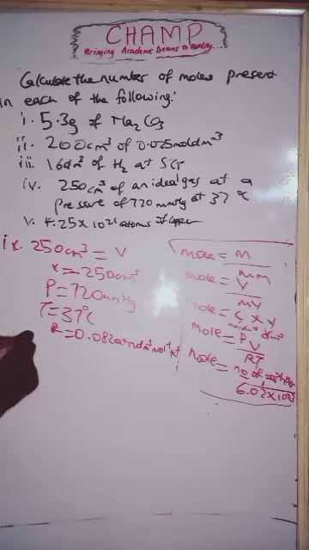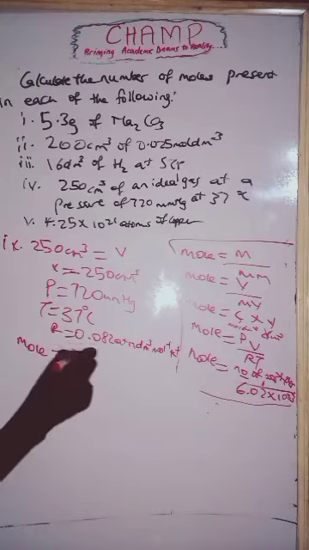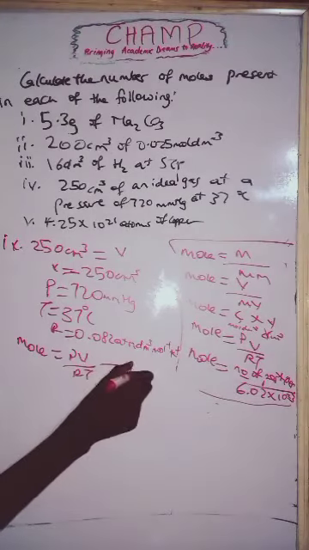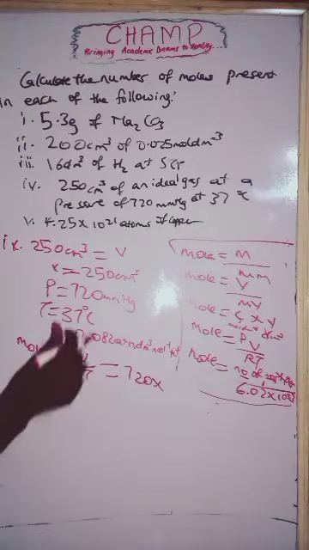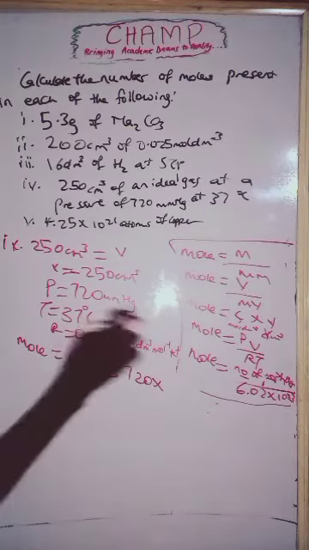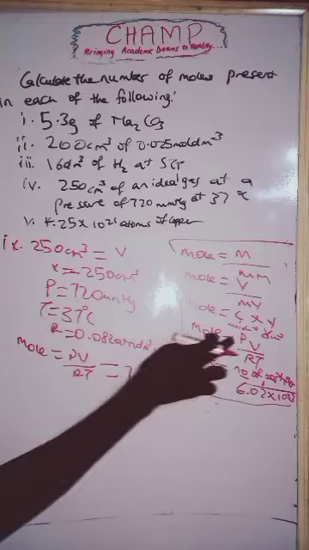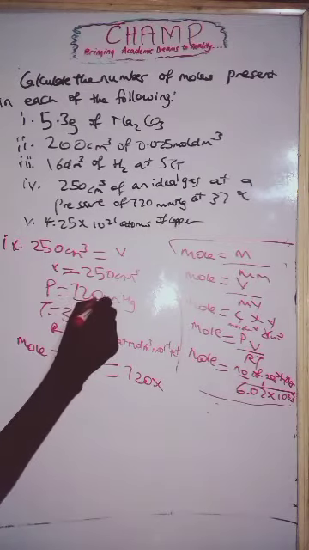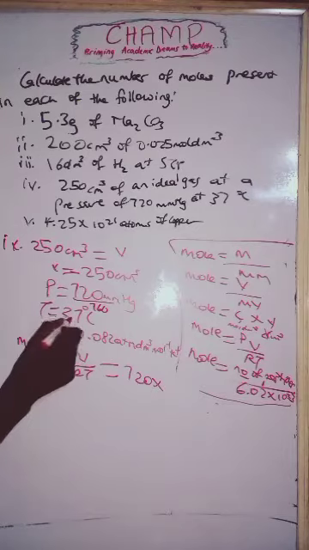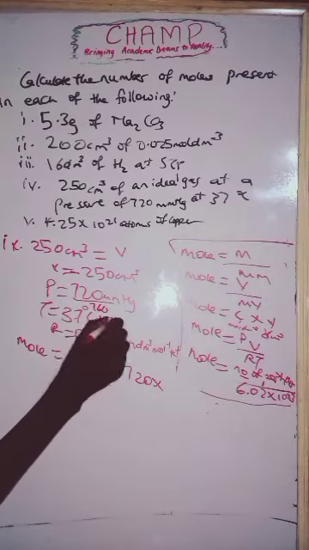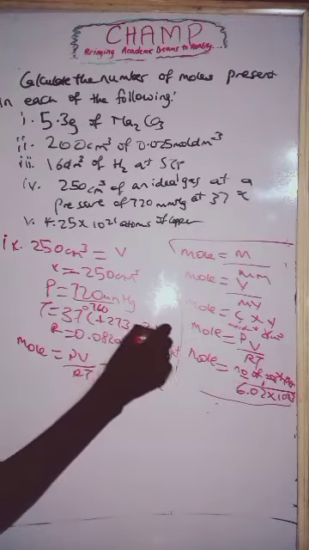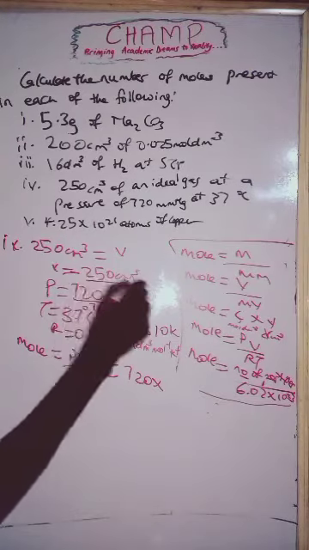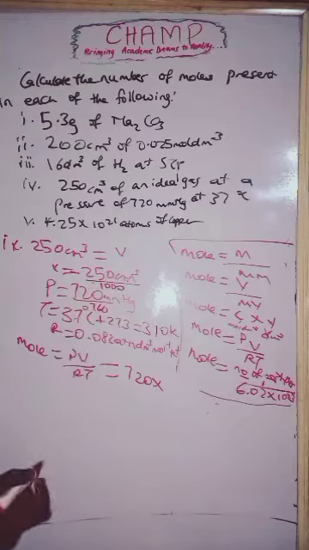So let's move. Mole is equal to PV over RT. What's your P? 720. No, remember I told you that your pressure must be in atm. So how do you convert this one to atm? Divided by 760, right? How do you convert this one to Kelvin? Plus 273, 310 Kelvin. How do you convert this one to dm cube? Divided by 1000. We touched this already.